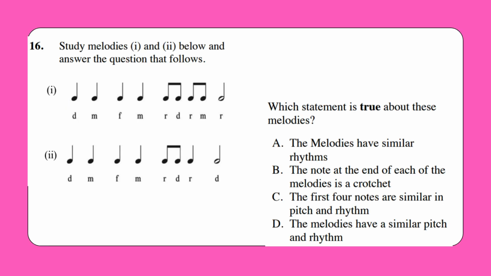16. Study melodies I and II below and answer the question that follows. Which statement is true about these melodies? A. The melodies have similar rhythms. B. The note at the end of each of the melodies is a crotchet. C. The first 4 notes are similar in pitch and rhythm. D. The melodies have a similar pitch and rhythm.